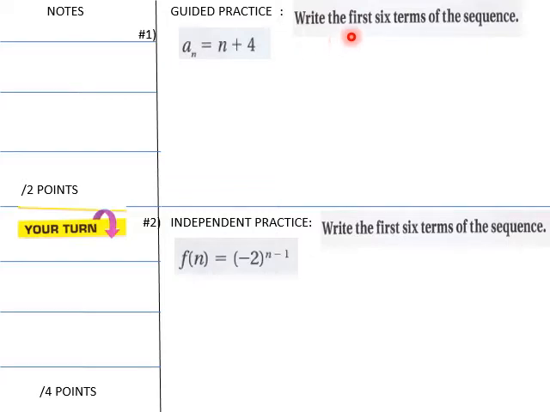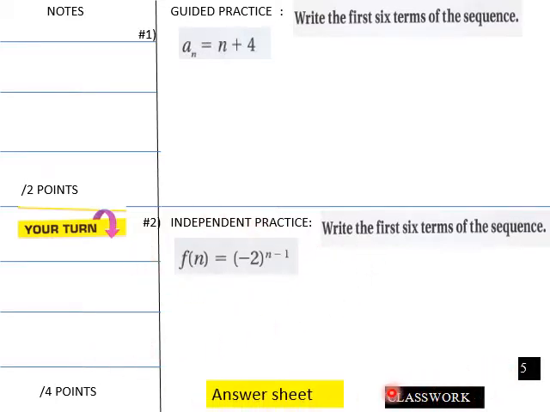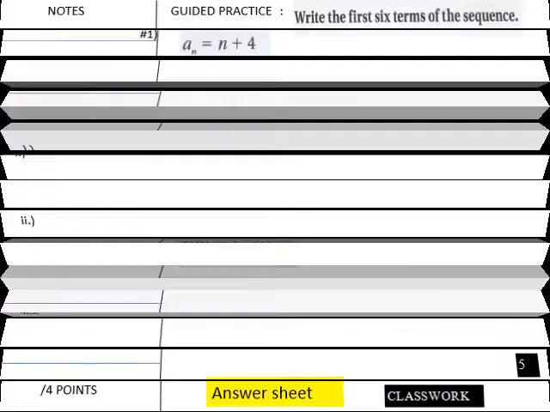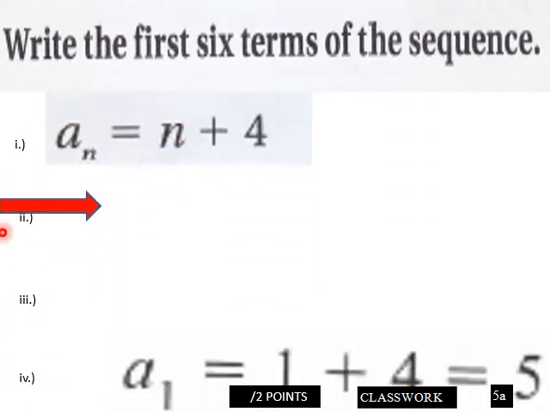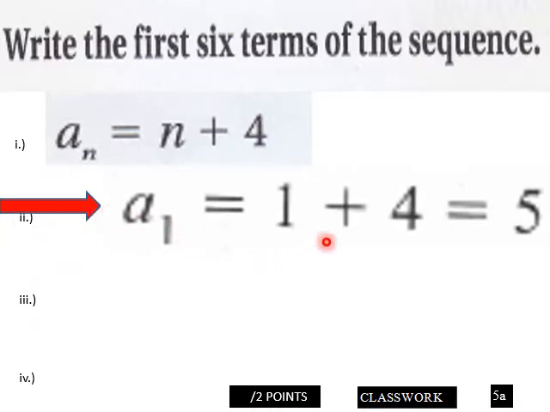Then our first guided practice, write the first 6 terms of the sequence here. Students, here is your independent practice here. This is page 5 on your class worksheet. We're going to go ahead and do this guided practice now. So write the first 6 terms of this sequence here. How would we get that? A sub 1 equals 5.